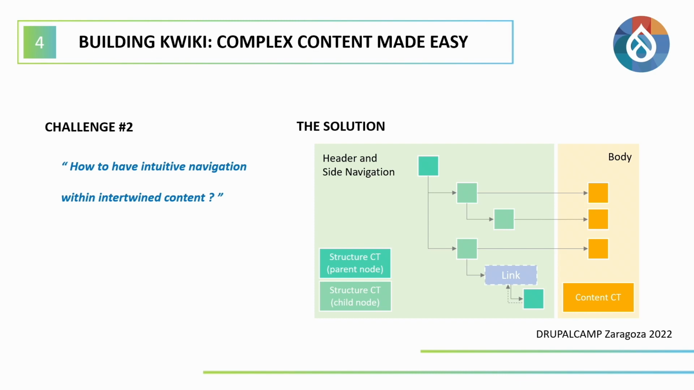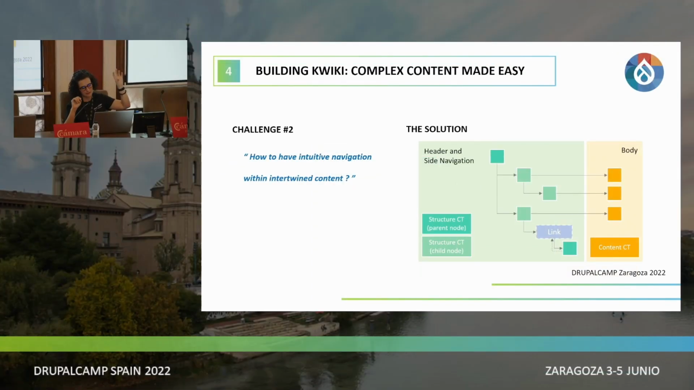So we've taken the simple content type in Drupal, and we've structured relationships between content types that allow us to have this structure in a page. I will show you later, but for now just imagine it. There's a header and a side navigation, and that's given to us by a specific content type, the structure content type. In the structure content type, you can have parent nodes, which are the base of this tree, let's call it a tree. And also the child nodes, which are the branches that come from that parent.